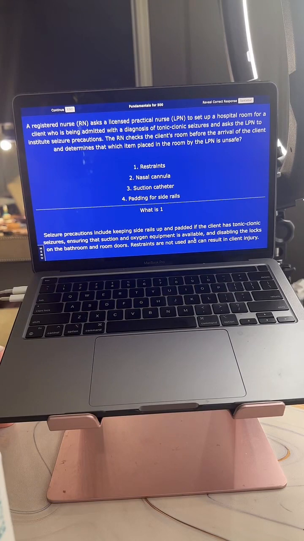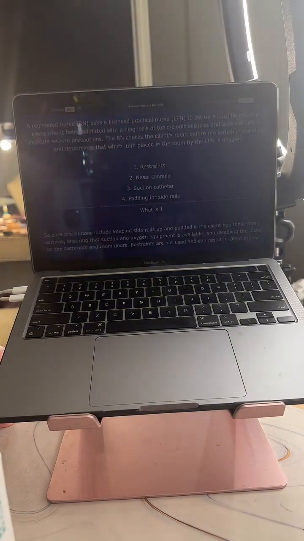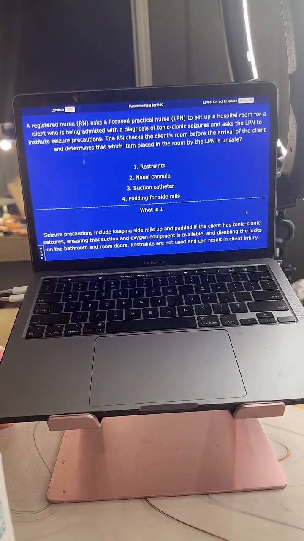So it says seizure precautions include keeping side rails up and padded if the client has tonic-clonic seizures. Remember, there are different types of seizures. Tonic-clonic is a type of seizure, and usually with tonic-clonic they have violent shakes, so making sure their environment is safe is very important. Ensuring that suction and oxygen equipment is available, absolutely, especially with seizures. And disabling the locks on the bathroom and room doors. Restraints are not used and can result in client injury.